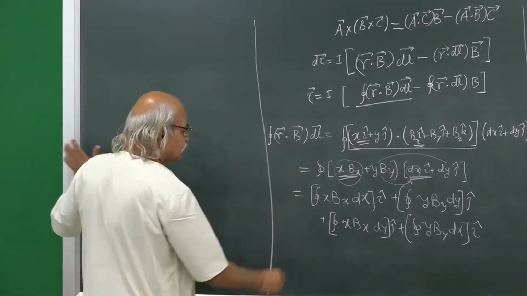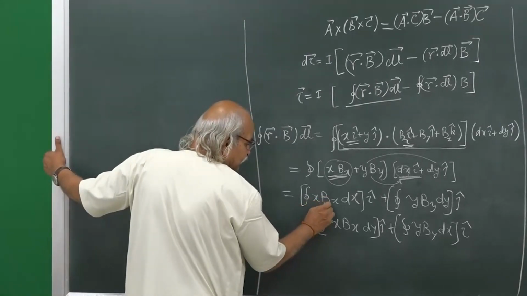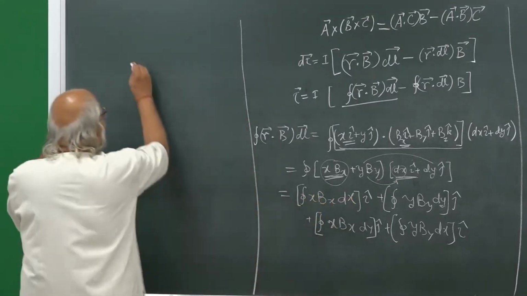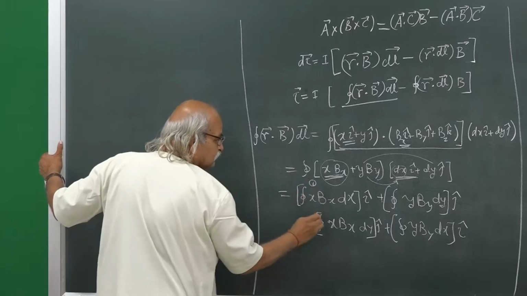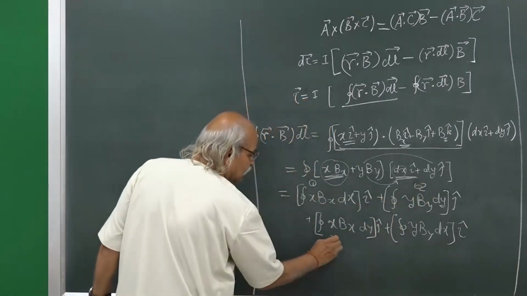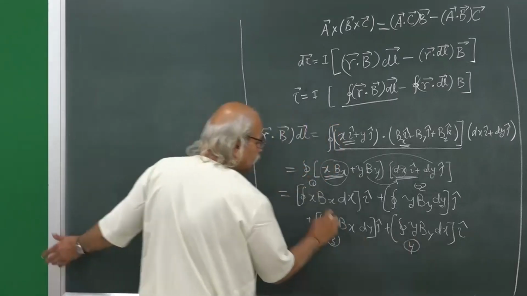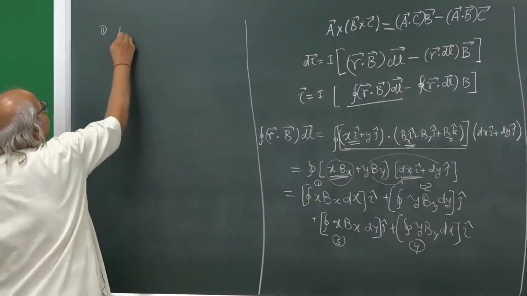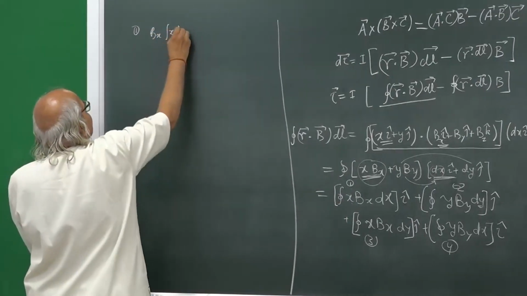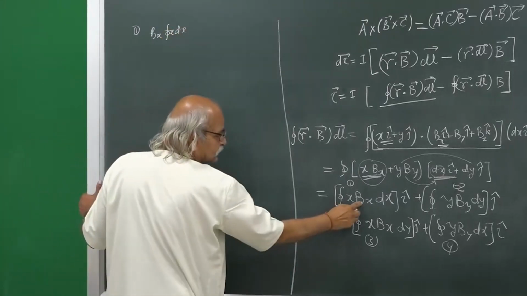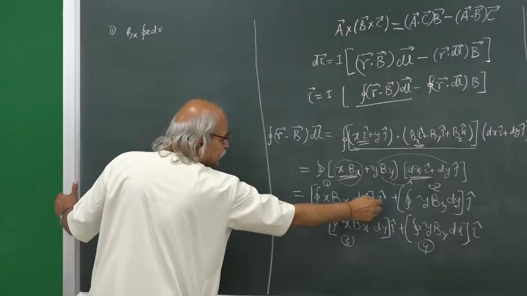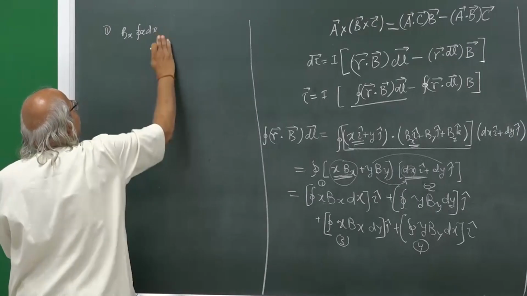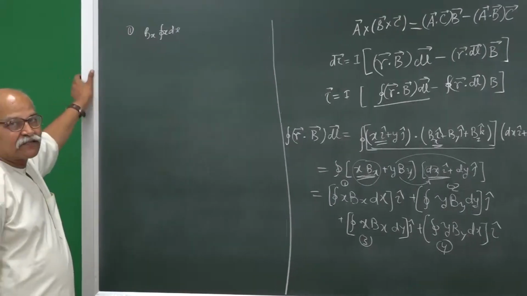Now there are several integrations. This bx is constant, this bx is constant, so it will be x dx integration. So let's name it 1, 2, 3, 4. So let's talk of one. What is it? Bx integration x dx. Bx is constant, comes out, integration x dx, and then i cap. Let's do the integration. We'll put the i cap later.